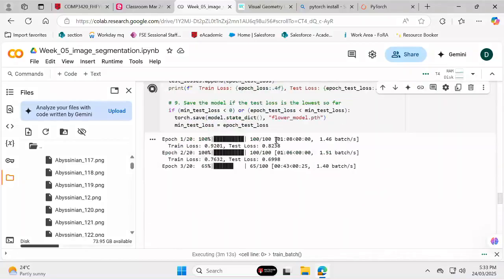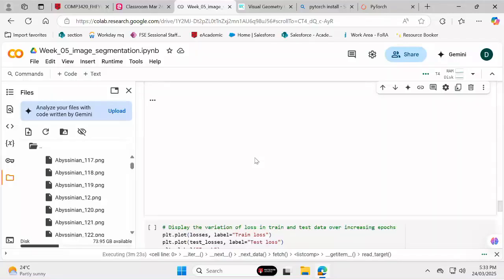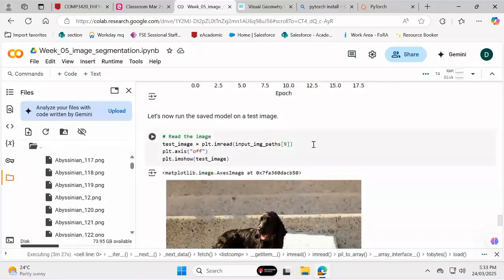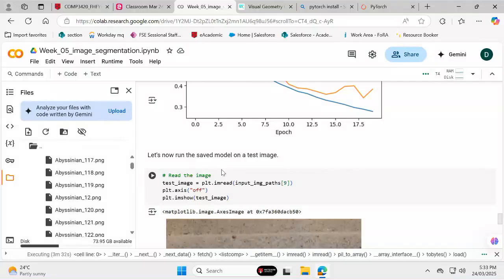But each one takes, how long? 1 minute in this case. So it's going to take 20 minutes to run this, so I'm not going to do it. I might let it run while we do other things. So after we have this, let's see what happens if you apply it on an image and predict the mask.